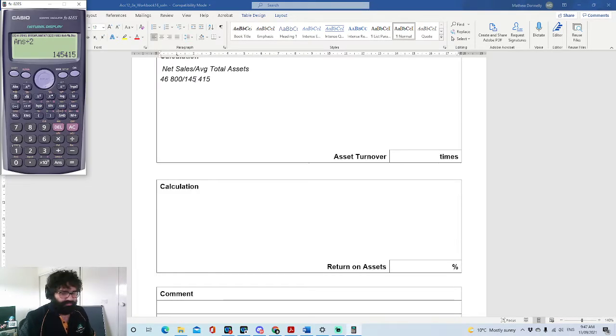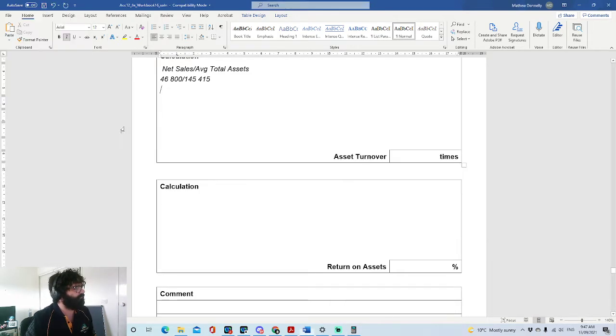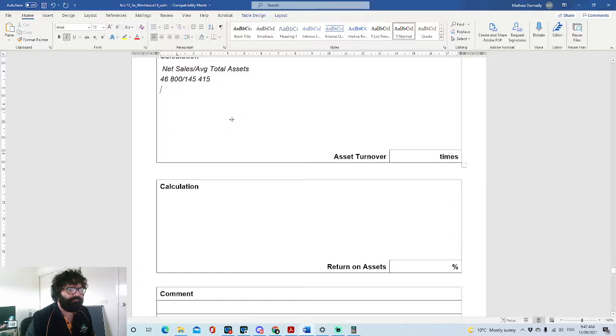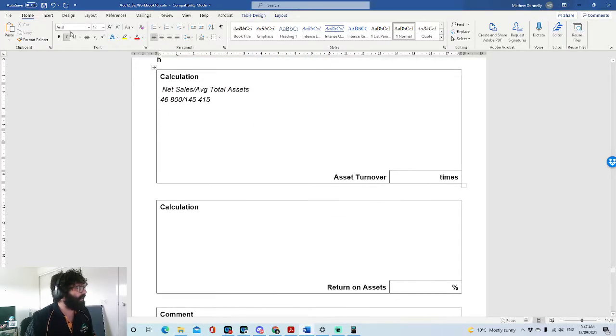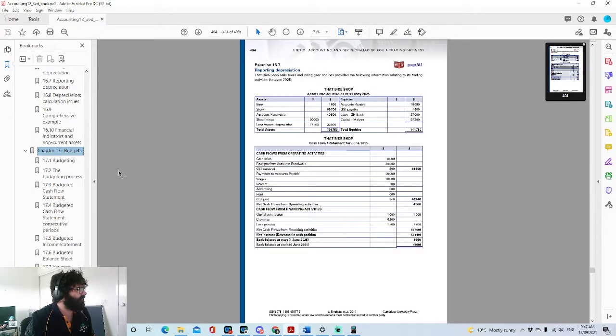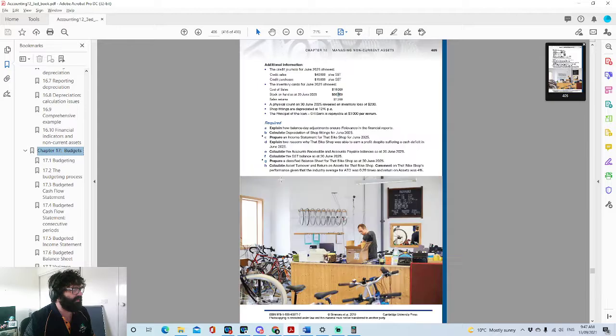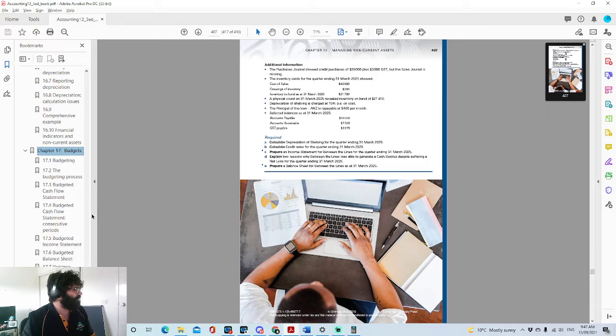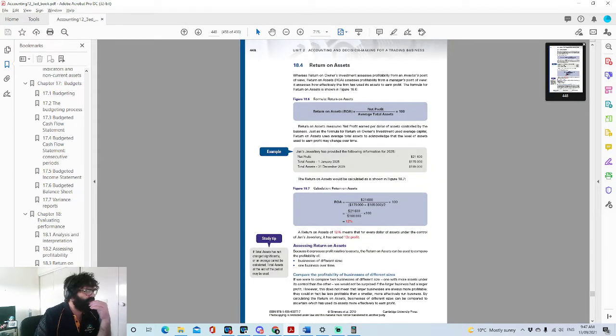Alright, so we go 46,800, divide by answer, I'm not putting that number in, and we get times, that can't be right. Sorry, just double checking. Yep. That is indeed the formula. So we only got 0.4 times. Like, that's really low. Interesting. I'm just going to double check that number.